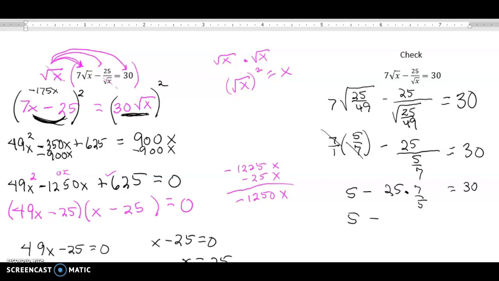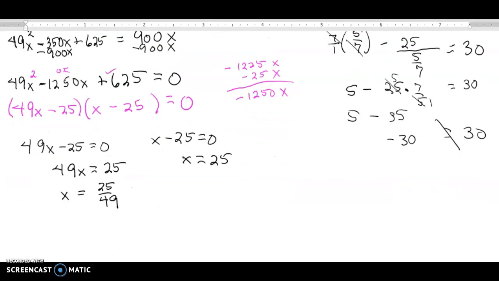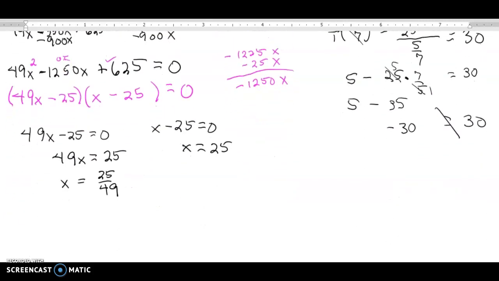5 minus, 5 goes into 5 once, 5 goes into 25, 5. 5 times 7 is 35. 5 minus 35 is negative 30, not positive 30. So that one is extraneous. We're going to cross it out.